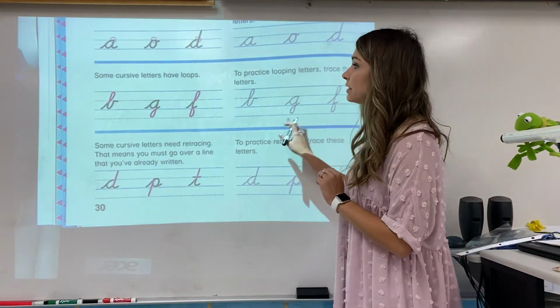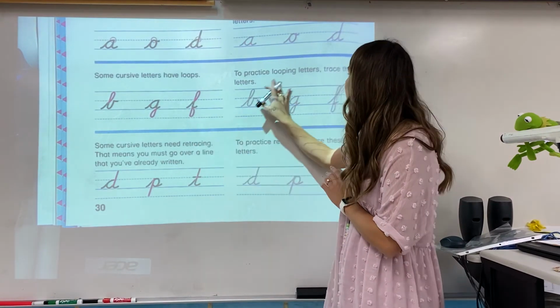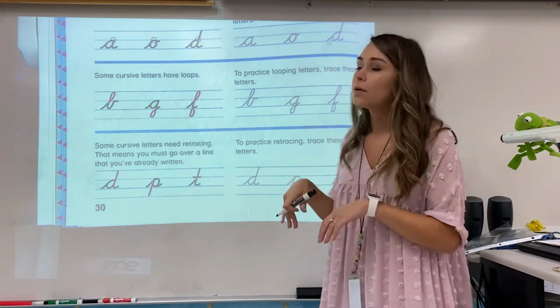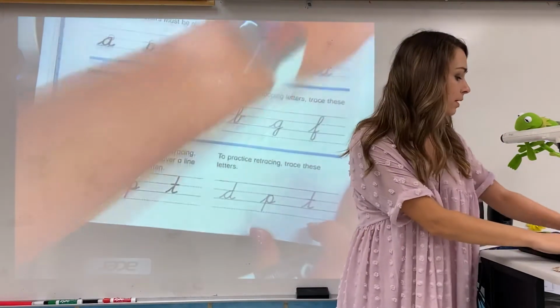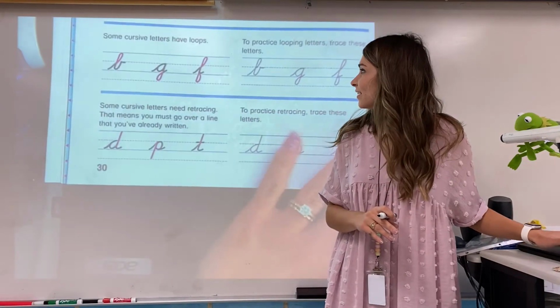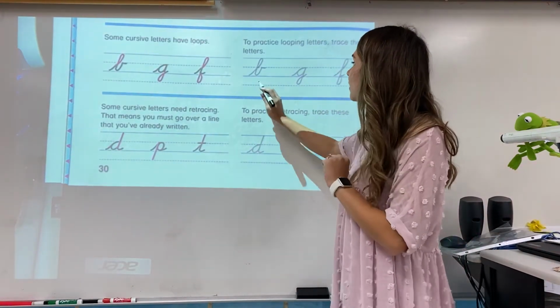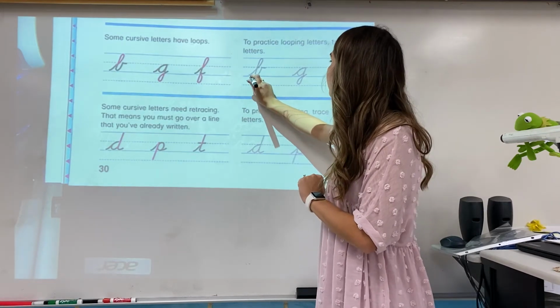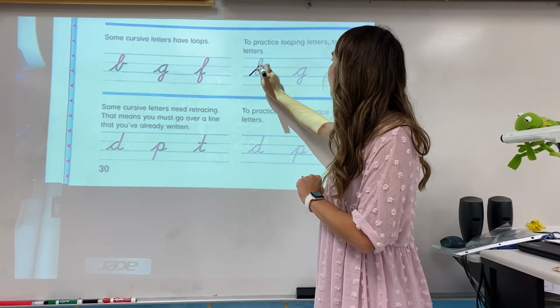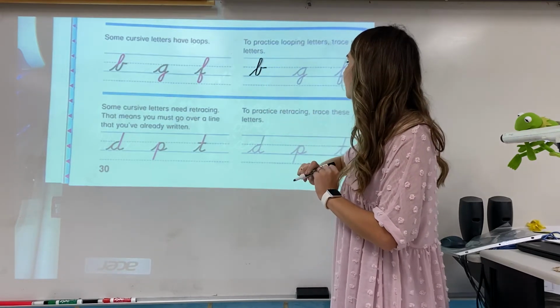Okay, so this tells us that some cursive letters have loops. It wants us to practice looping letters. So let me flatten this a bit so y'all can see well. There we go. So I'm going to start at the bottom of this B and I'm going to follow that uphill. I'm going to loop back down and do my side stroke.